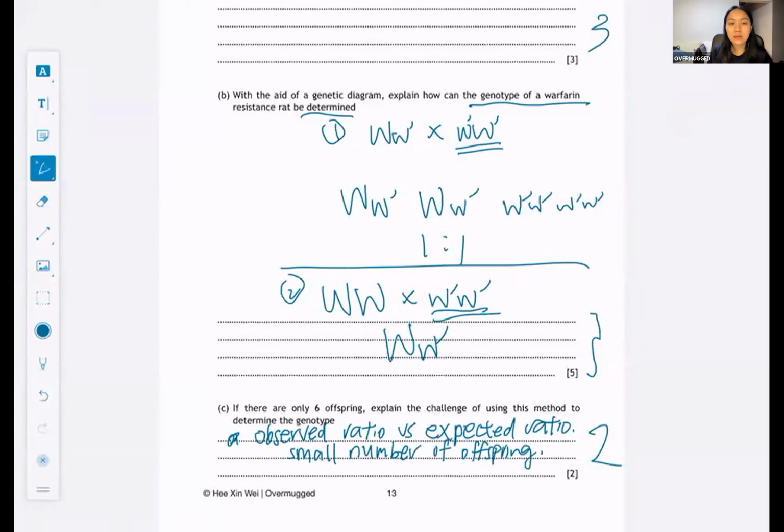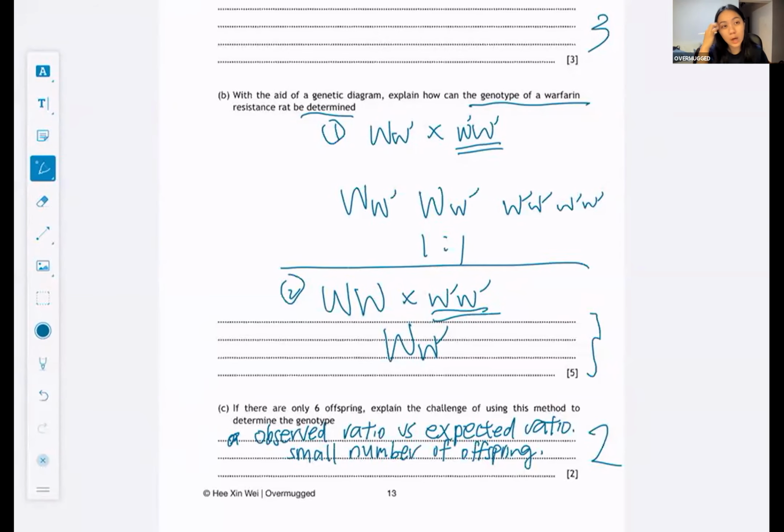So the idea here is that the observed ratio will differ from the expected ratio if there is a small number of offspring, if the sample size is small. Okay, so this is a very important concept. And the explanation is that fertilization, the fusion of your male gamete and female gamete, or the egg and the sperm, is a total random and chance event.